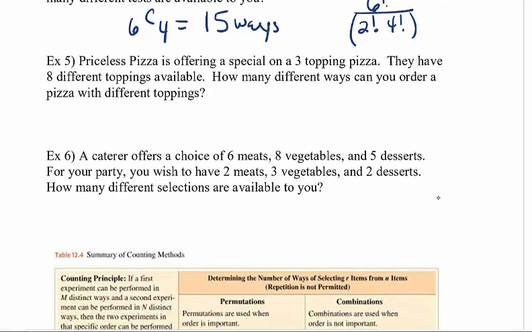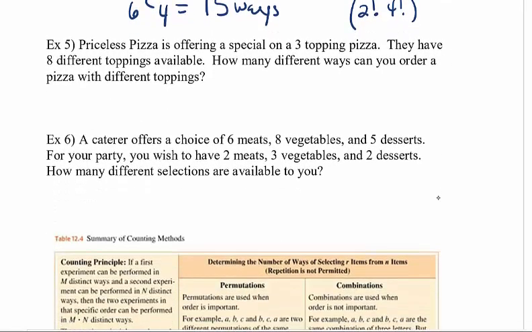Going to number 5, Priceless Pizza is offering a special on 3-topping pizza. They have 8 different toppings available. How many different ways can you order a pizza with different toppings? That's important. Different toppings means that repetition is not allowed. Now, I actually have been told in the past when I taught this class that it does matter the order that you put the toppings on. I think that's, though, based on if you work for Domino's, they may have some rules. But realistically, you can put them on in any option. So when they order it, it doesn't matter the order they tell the person.